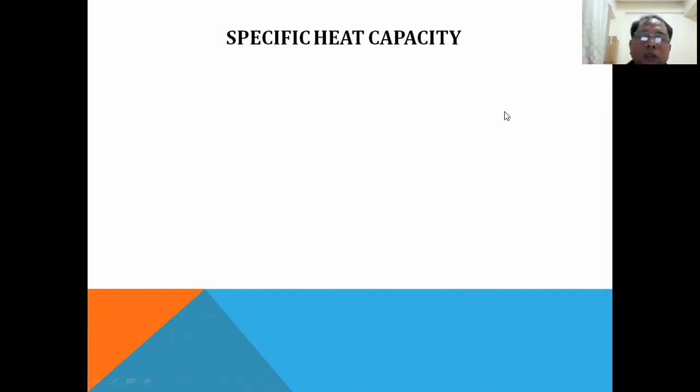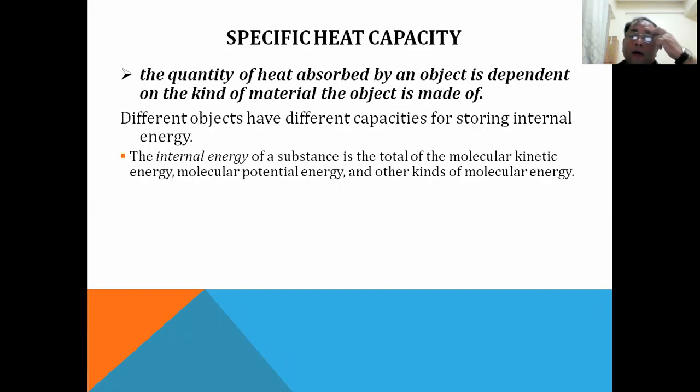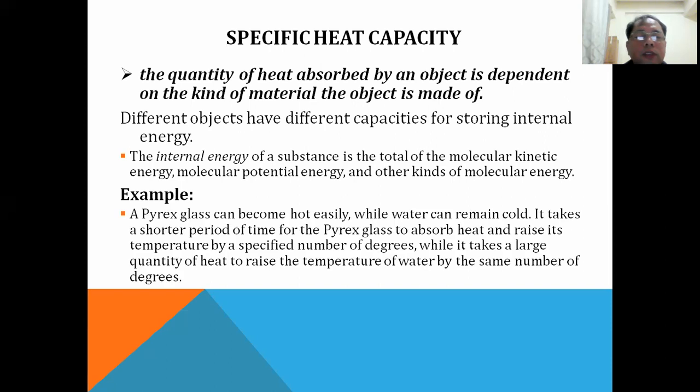Different materials can hold different amounts of heat. The specific heat, the quantity of heat absorbed by an object, is dependent on the kind of material the object is made of. Different objects have different capacities for storing internal energy. Example, a Pyrex glass can become hot easily, while water can remain cold. It takes a shorter period of time for the Pyrex glass to absorb heat and raise its temperature by a specified number of degrees, while it takes a large quantity of heat to raise the temperature of water by the same number of degrees.